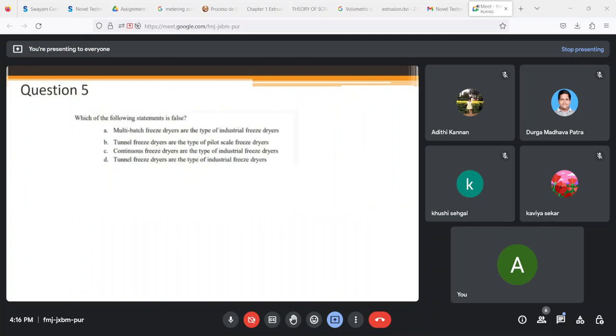Moving on to question 5. Which of the following statements is false? A. Multi-batch freeze dryers are the type of industrial freeze dryers. B. Tunnel freeze dryers are a type of pilot scale freeze dryers. C. Continuous freeze dryers are a type of industrial freeze dryers. And D. Tunnel freeze dryers are a type of industrial freeze dryers. So what is the difference between pilot scale and industrial scale freeze dryers?